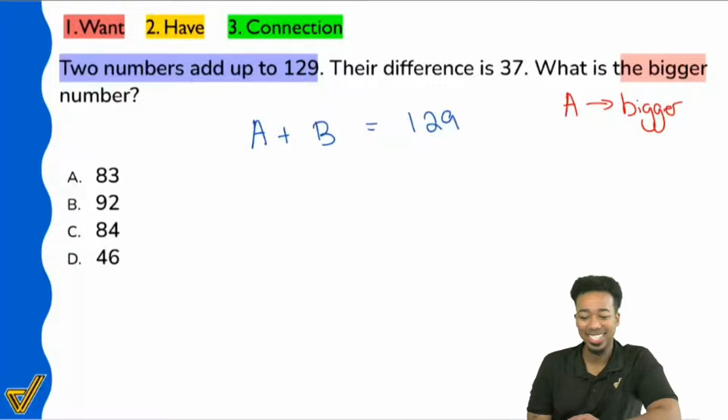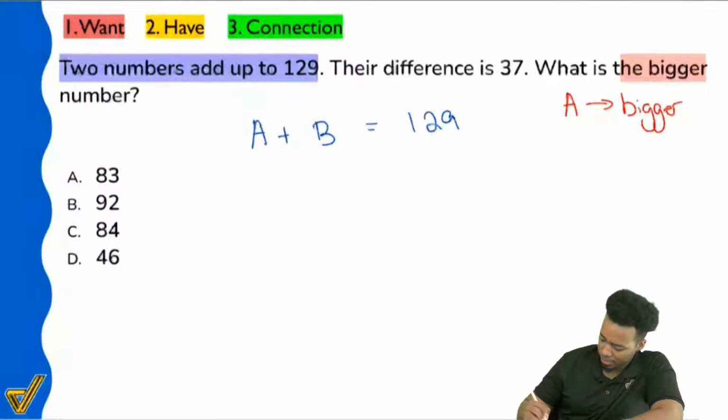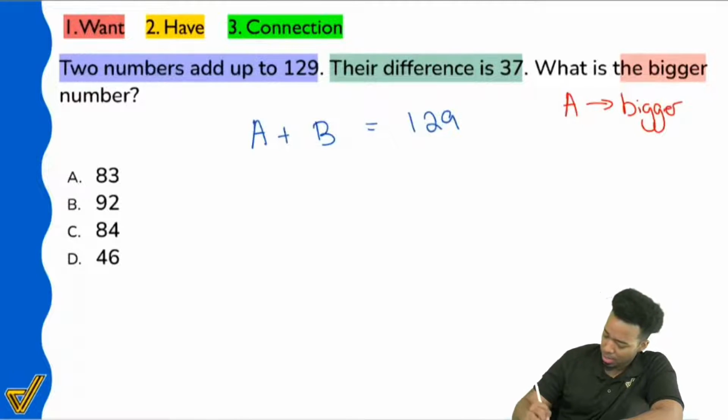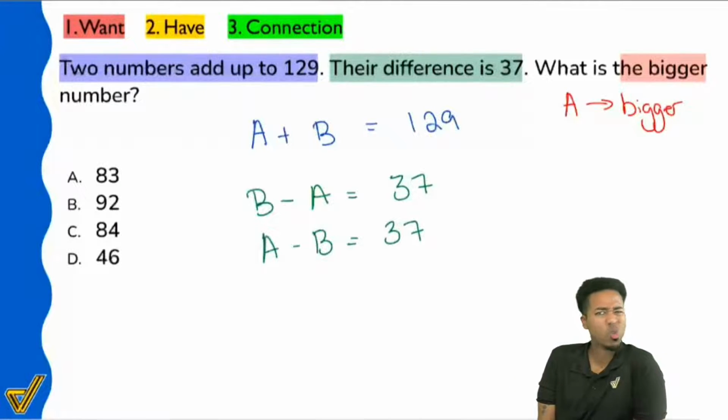So with part two here, their difference is 37. Okay, so which way is going to be the right way to write it? Let me highlight this first. Is it going to be B minus A equals 37, or is it going to be A minus B equals 37? Which one looks more correct to you? A minus B? Yep, and you're right.